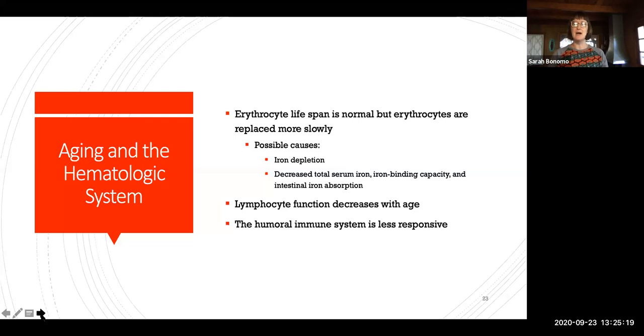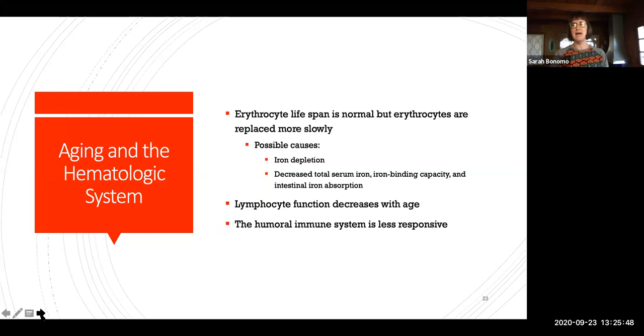Plus, honestly, more difficulty getting dietary iron into the body. There can be some changes in iron binding capacity and absorption, because the lining of the gut mucosa just becomes less effective as we get older. It's harder to absorb iron through the GI tract. Lymphocyte function decreases with age, and we already talked about that with our immune stuff. Remember the thymus and how it shrinks.